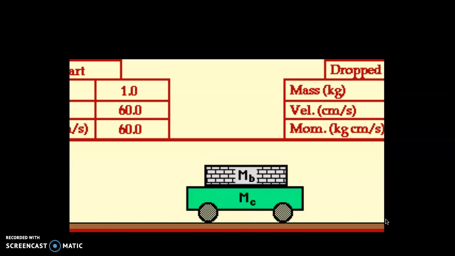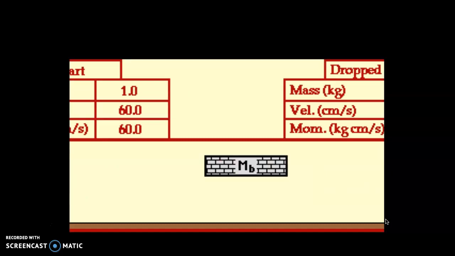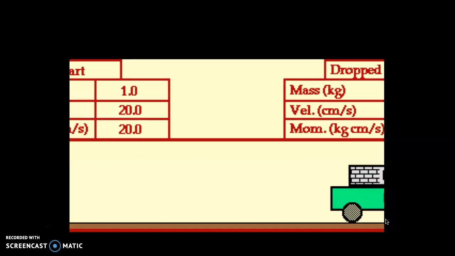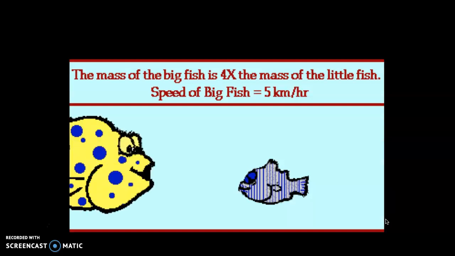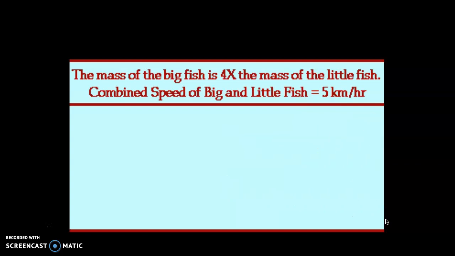So here are a couple examples of perfectly inelastic collisions. They stick together and move at the same final speed. Again, the same final speed.